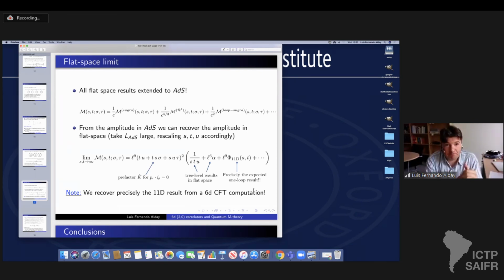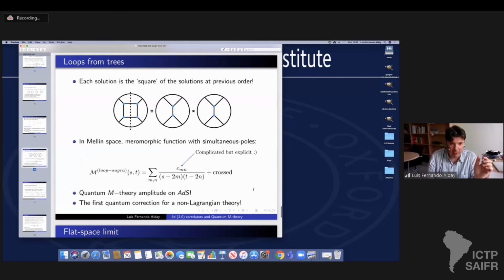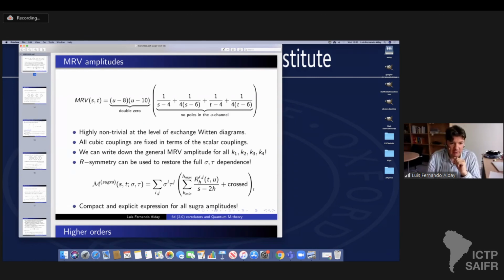What happens, if you want to be more precise, is that first you are able to compute precisely this MRV amplitude, which I wrote here, which has some expression. And then from this MRV amplitude, you can reintroduce sigma and tau, because the point is that all the R symmetry polynomials survive in this limit. And because all R symmetry polynomials survive in this limit, you can recover the full amplitude, but more precisely, up to regular terms, up to contact terms.